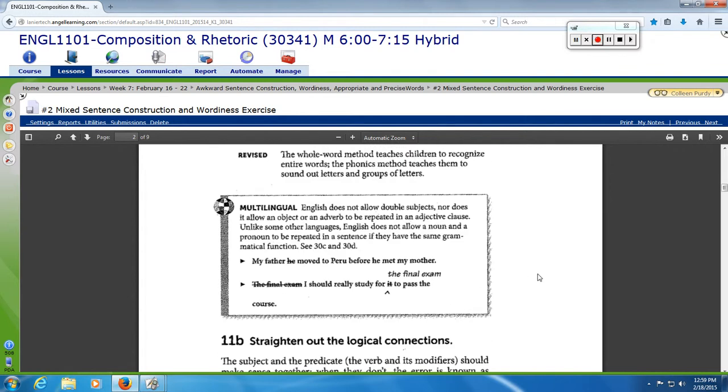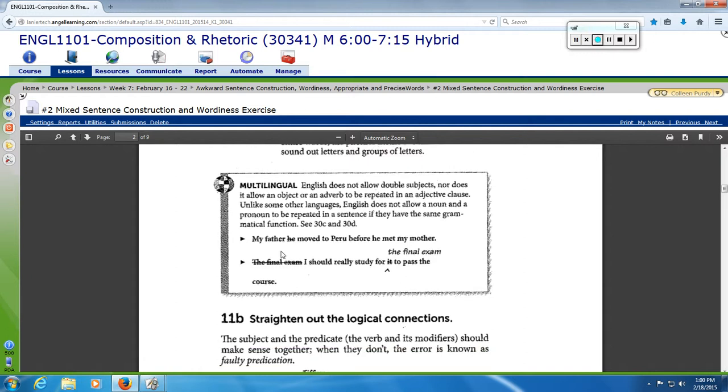English does not allow double subjects, nor does it allow an object or an adverb to be repeated in an adjective clause. Unlike some other languages, English does not allow a noun and a pronoun to be repeated in a sentence. Okay, so "my father, he moved to Peru before he met my mother." We cannot say, "my father, he moved to Peru." That's a double subject. It should say, "my father moved to Peru before he met my mother."